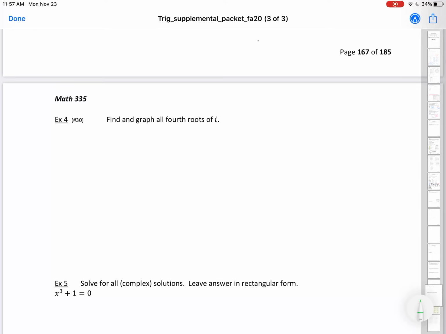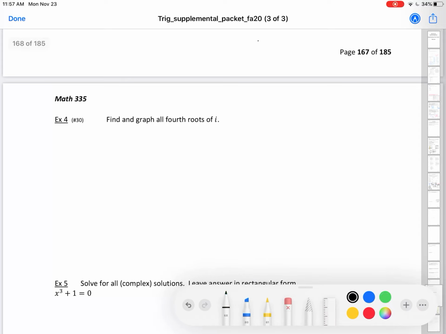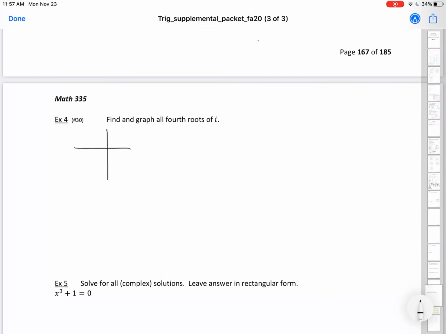So, how are we going to finish out? More roots. Find and graph all the fourth roots of i. Perfect. So let's talk about what i equals. Where is i? Here it is. What's that magnitude? That's a magnitude of 1, and that's at a 90-degree angle. So that's what i is equal to.